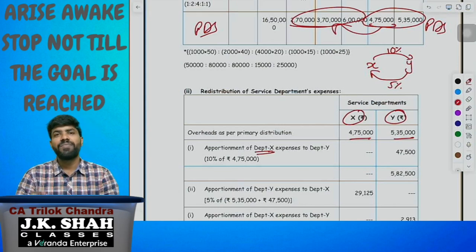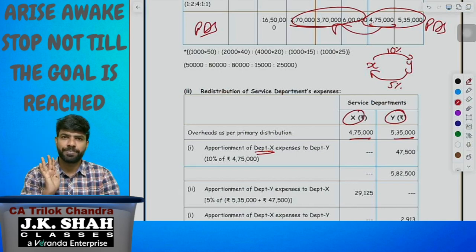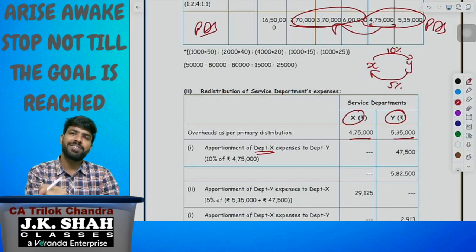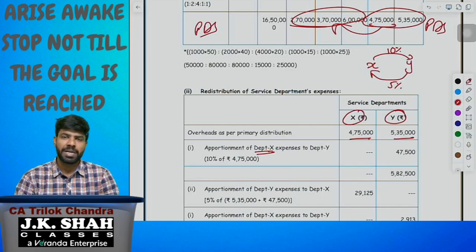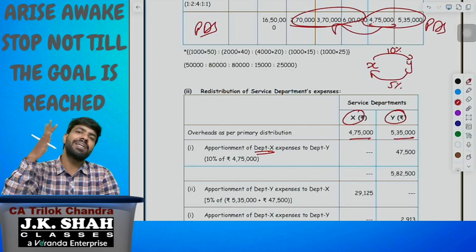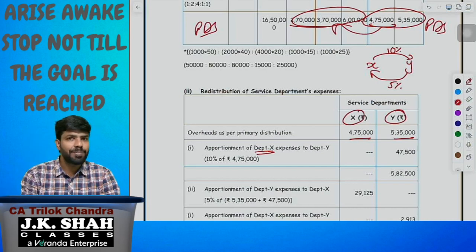When it comes to the reciprocal method, the give and take policy, you can start with any department. You can start with X department or you can start with Y department. Your answer is not going to change. Only in the case of the step ladder method should that factor be considered, which service department to be apportioned first. Under the reciprocal method, you can start with any department. I am starting with the X department.